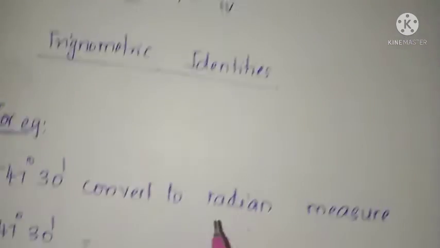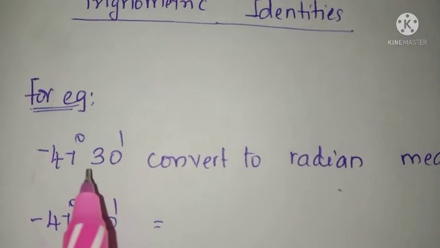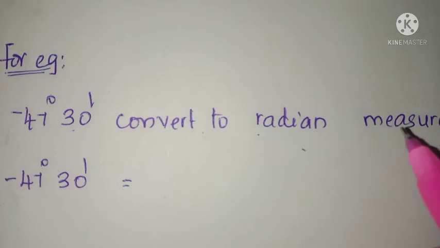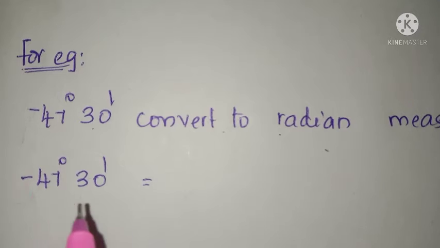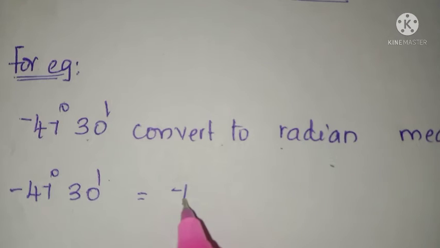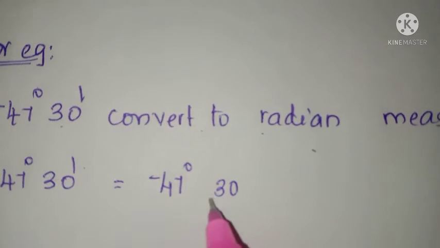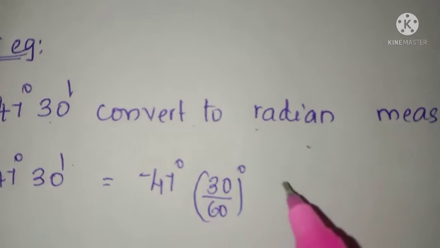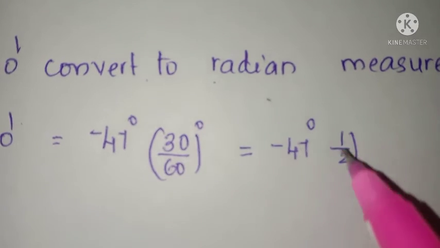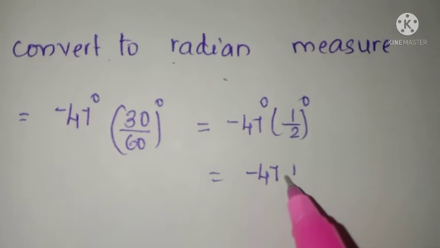Okay. For example, suppose we have a question: negative 47 degree 30 minutes, convert to radian measure. To convert to radian measure, first we have to change minutes into degrees. So this is 47 degree. 30 minutes is the same as 30 by 60 degree. So this is minus 47 degree 1 by 2 degree, or altogether we can write minus 47 1 by 2 degree.